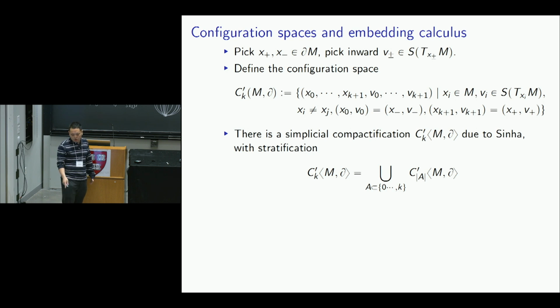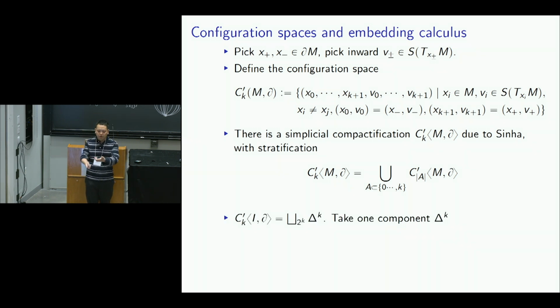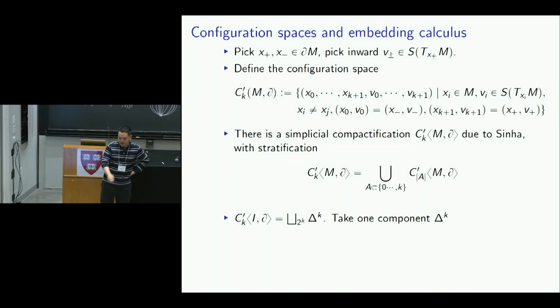The strata correspond to subsets of 0 to k. So basically, you keep track of the relative directions of two points when they collapse to each other. And in particular, if you consider this simplicial compactification of the configuration space for an interval, you get the standard k-dimensional simplex, 2^k copies, because each point has a positive or negative tangent vector. But let's just pick one component. That gives us a standard simplex.